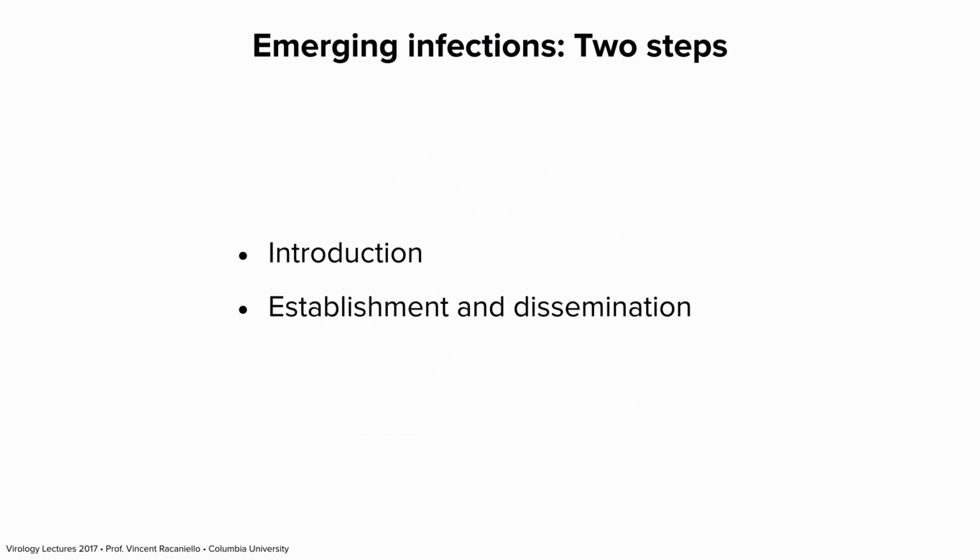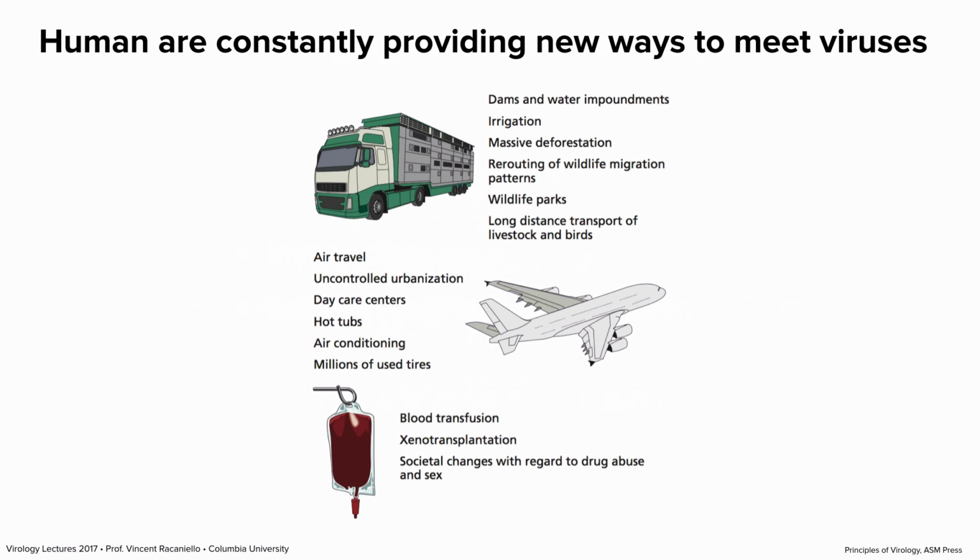In general, in order for a virus to establish itself to become an emerging infection, there are 2 steps. First, it has to be introduced into the new species. It has to be introduced into us, obviously. And then it has to become established and disseminate. And those are pretty high barriers, as you'll see. We have lots of ways to meet new viruses.